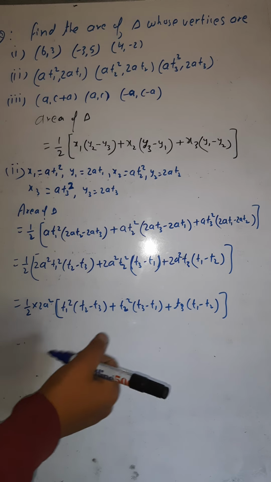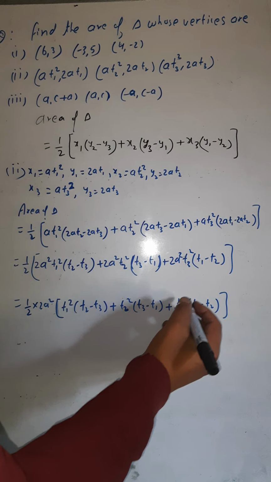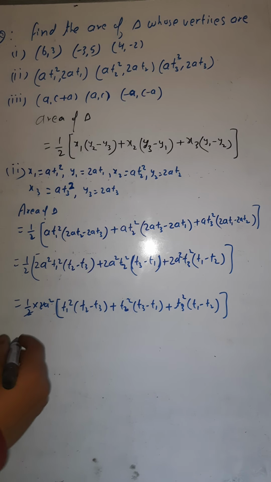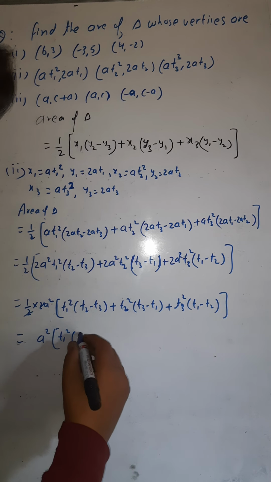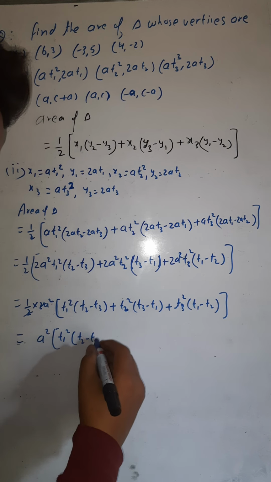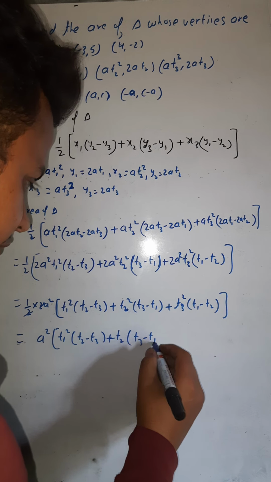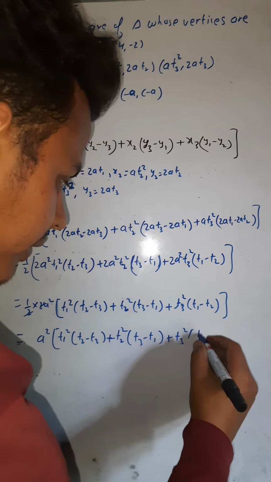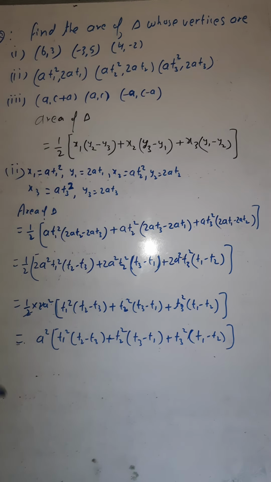Is it clear to you? Sorry, here also square, I forgot to write, here also square. This 2 and this 2 can cancel each other, so you have the answer now. It would be a square inside the bracket: t1 square, t2 minus t3, then you have t2, it would be t3 minus t1 plus t3 square, it would be t1 minus t2. So this would be the answer. This is how you would find out the area of the given triangle.